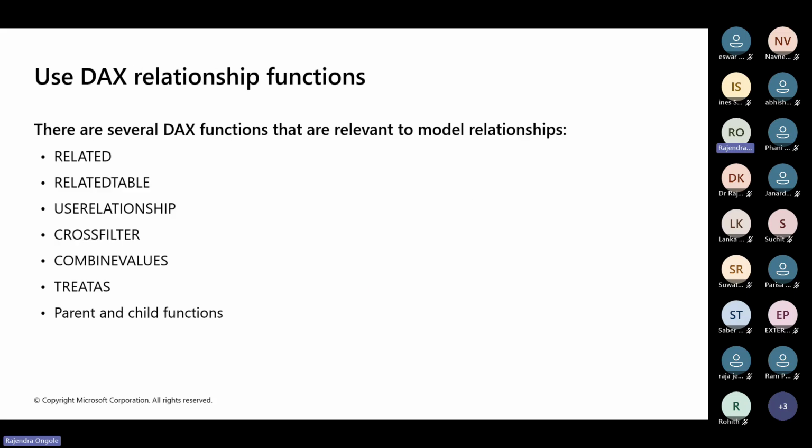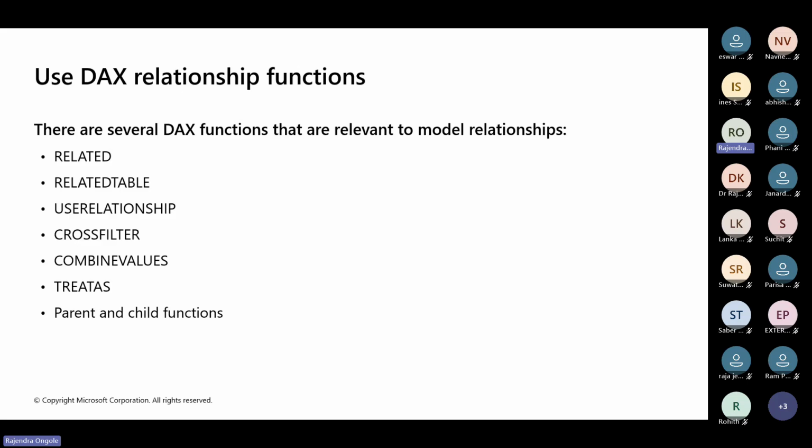Important DAX relationship functions: RELATEDTABLE and USERELATIONSHIP. As I said, data flows from the one side to the many side. Sometimes we will use the CROSSFILTER function to get better performance while executing our reports. CROSSFILTER is a separate function to change the direction. If you want to bring the data from both of the tables, we will use the CROSSFILTER function.